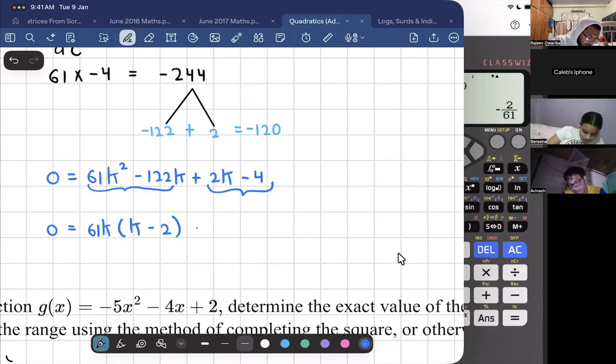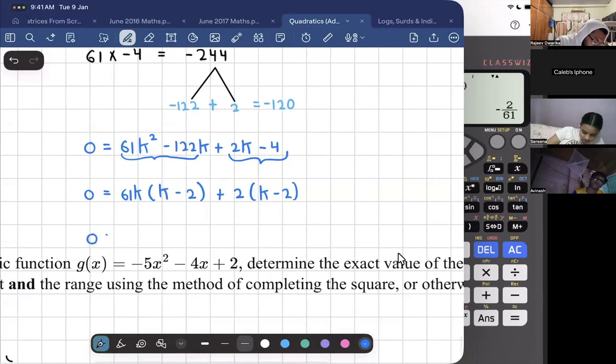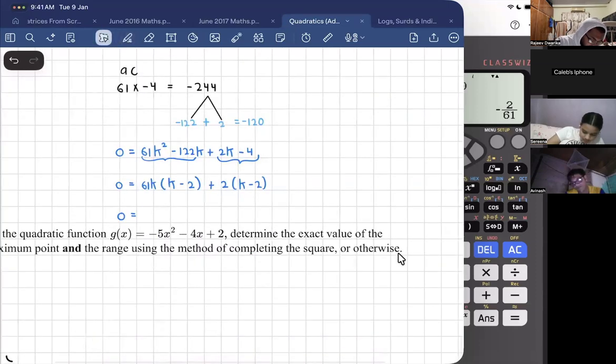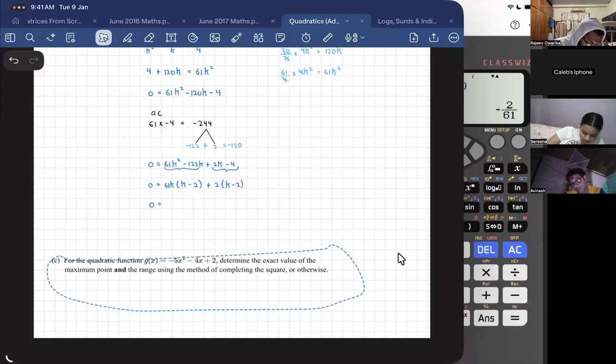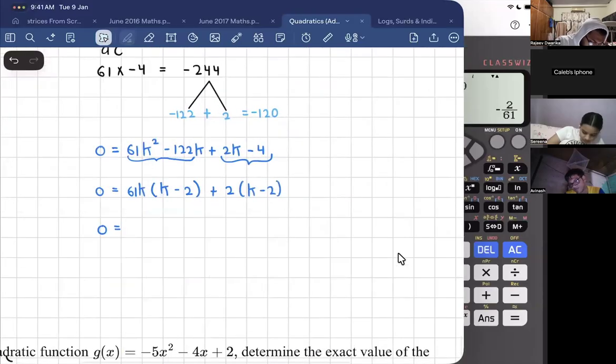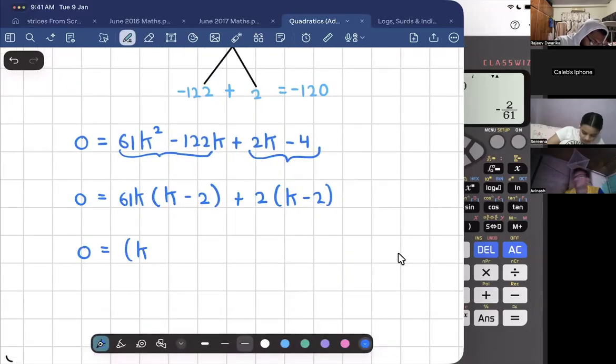And that is going to be plus. Are you all seeing anything in common between 2k and -4? The 2. So I can pull out the 2. If I pull out the 2, that'll be k -2, right? We see k -2 in common, so we're going to pull out k -2. And on the inside, we're going to write 61k plus 2.